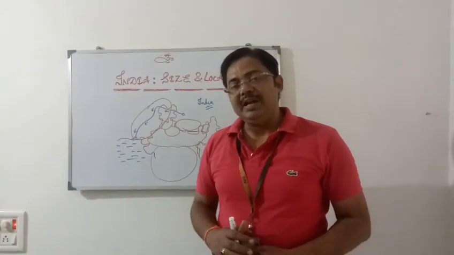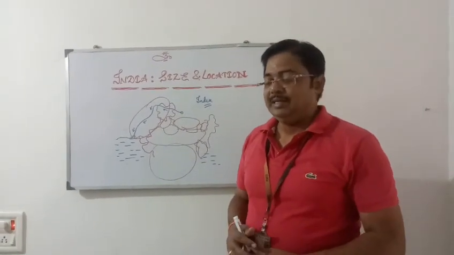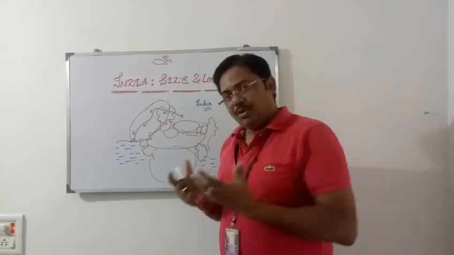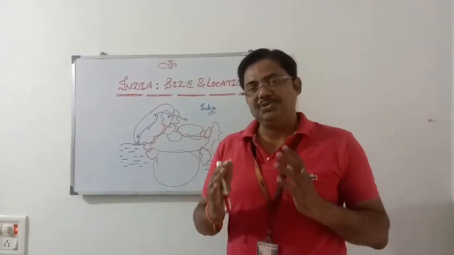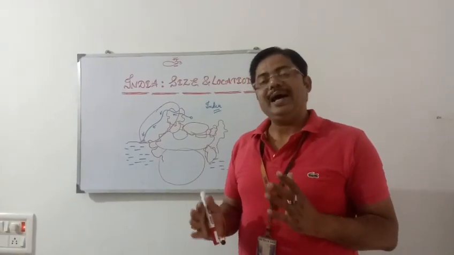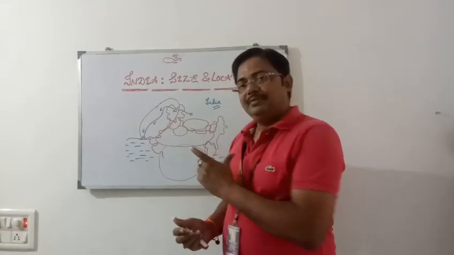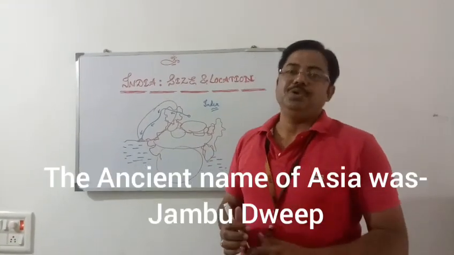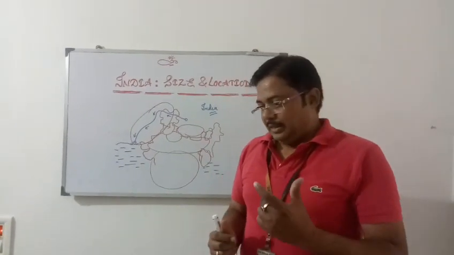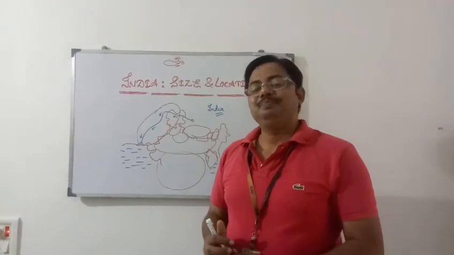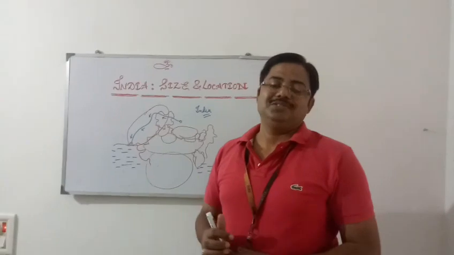At the time when Aryans were forming their civilization, the continent Asia, on which this country India is located as a southern extension, was called Jambu Dweep, according to the book of M.S. Ali. The name of the book is Geography of Purans.